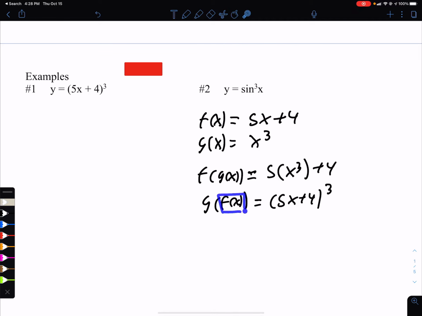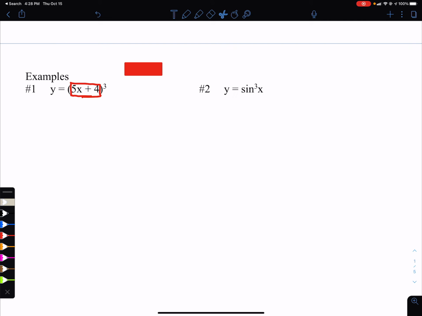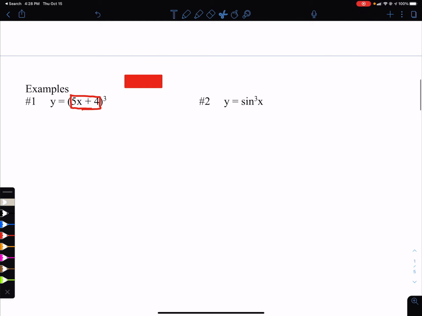So f of x is the box. That is the inside function. So I am going to put a box around there. So how do we do this problem? We have to look at this as box cubed. As you look at that, I'm going to cover the box and make that smaller. So box cubed. You have to think of that as just x cubed. That's how you should view this.